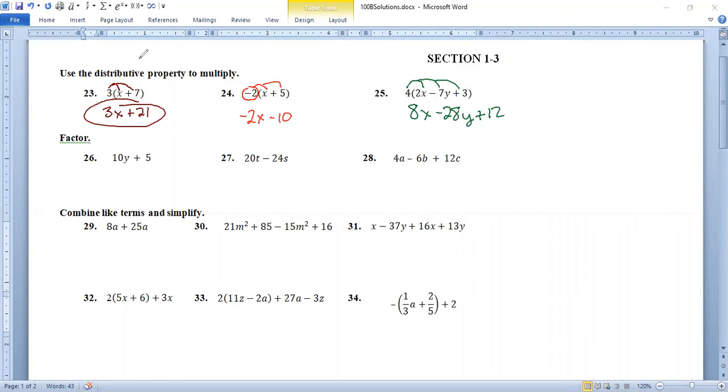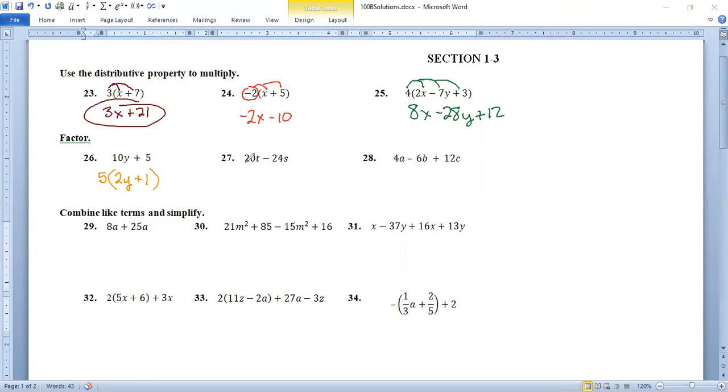Okay, in the next ones, we're supposed to go backwards. Factor this one. So we find out somebody jumped something in and it looks like there's a 5 in both places. So take that out and we're left with 10 divided by 5 is a 2y and 5 divided by 5 is a 1. Notice that if we jumped it back in, we get 10y plus 5.